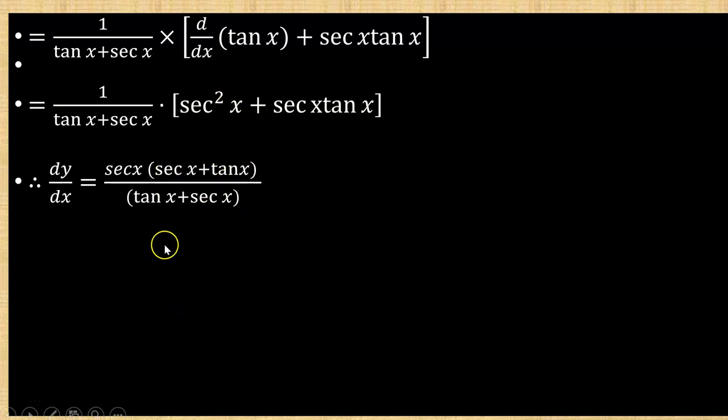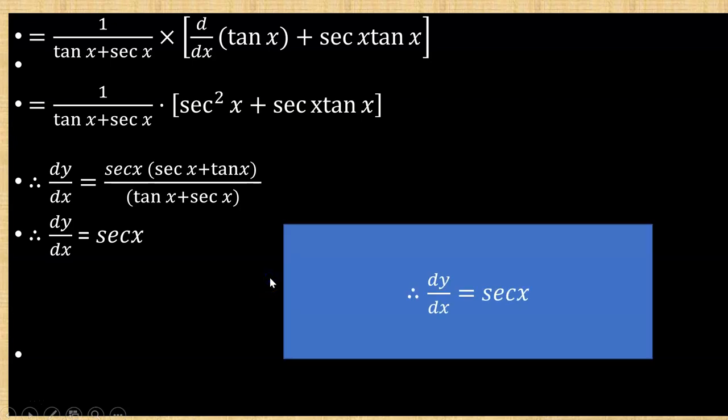Sec x plus tan x and sec x plus tan x get cancelled, and here you will get dy by dx is equal to sec x. Okay, therefore dy by dx is equal to sec x.